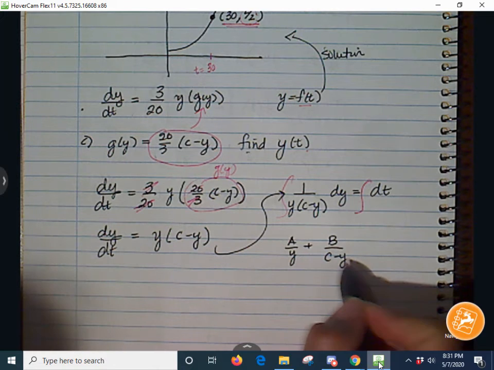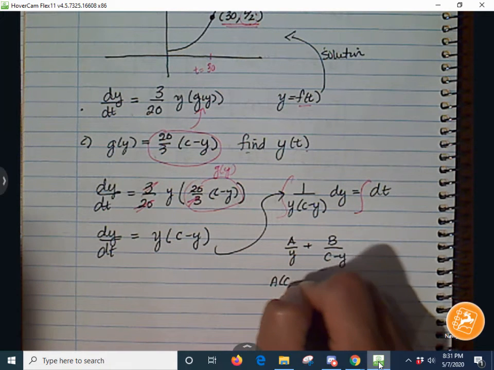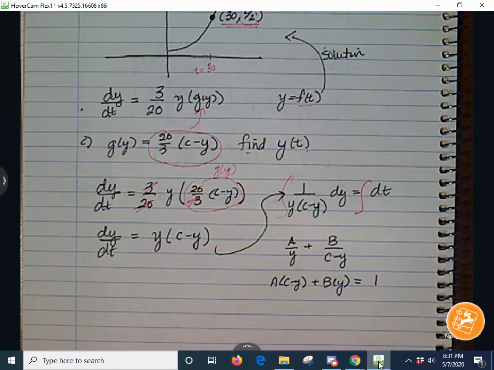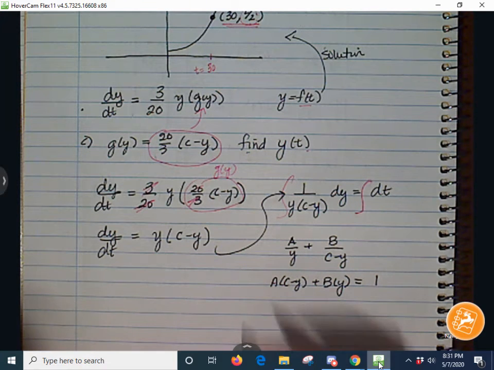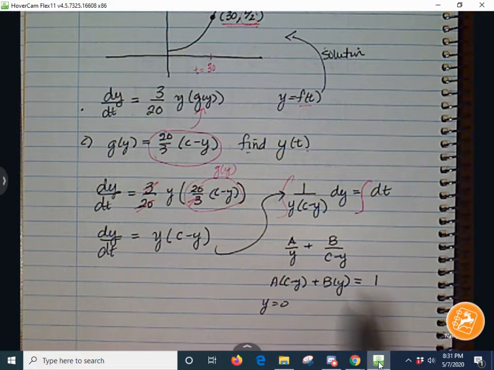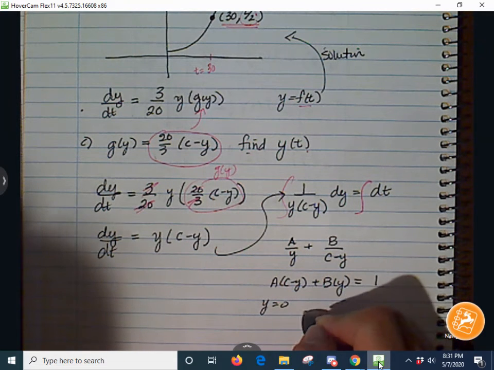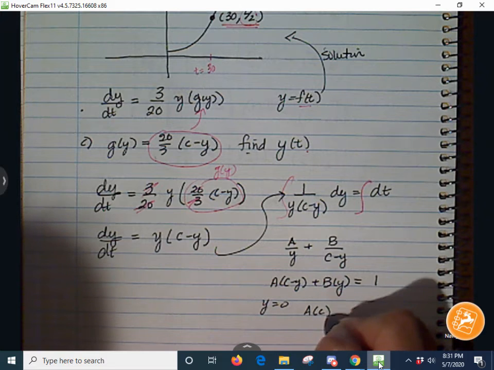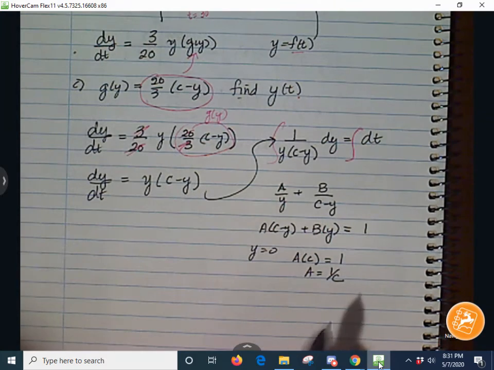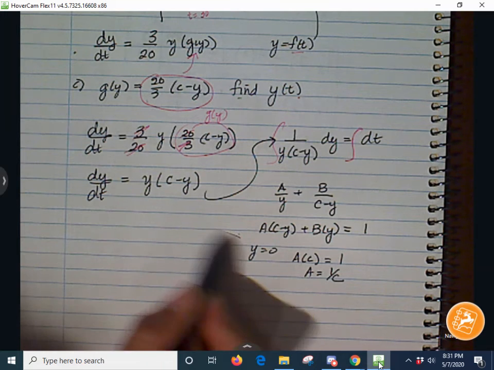Okay, so then if I have a times (c minus y) plus b times y, it has to equal 1, right? Because when I do common denominators, this expression will be equivalent to my numerator. So then if we say that y is equal to 0, when I put 0 in for that, there's going to be no more b's, and then it's going to be a times c is equal to 1. So that means a is equal to 1 over c. Okay?